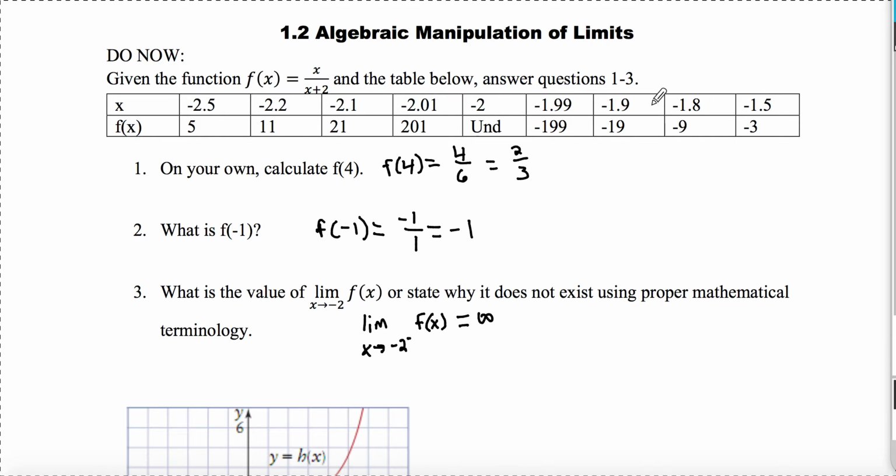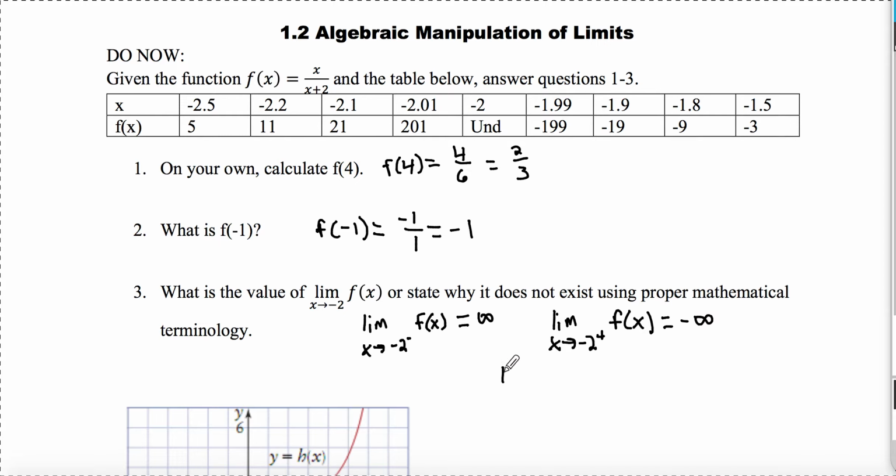Let's take a look at from the right as we come closer and closer to -2 from the right-hand side. It looks like our output values, our y values, approach negative infinity. So the limit as x approaches -2 from the right of f of x: our values get more and more negative as we approach an x value of -2. So we can say that this limit approaches negative infinity.